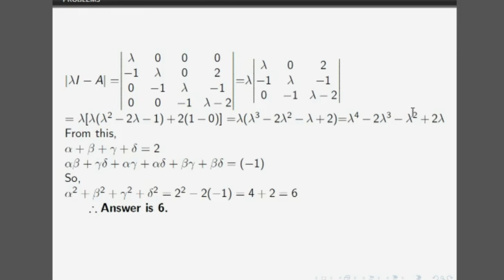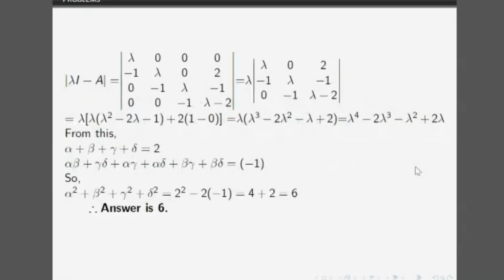Then here what we have is minus 1, which is the sum of product of eigenvalues taken 2 at a time. Then this value is the sum of product of eigenvalues taken 3 at a time, which is not required. We only need these two terms. So we get alpha plus beta plus gamma plus delta is 2, and the other one is minus 1. And upon substituting it in what we have obtained earlier, we get it to be 6. So that is the approach that I followed.